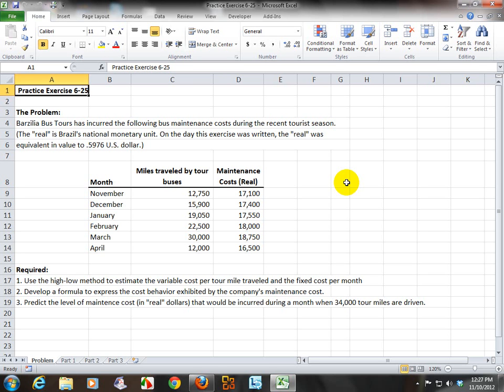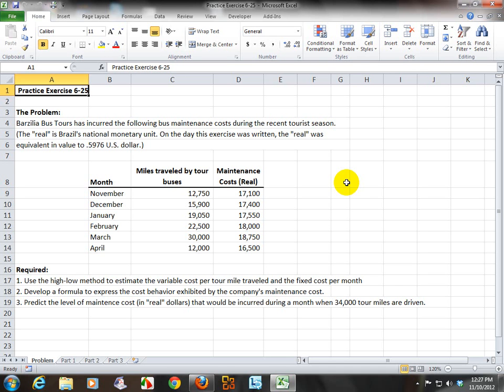In this situation, we have activity from November till April, where we have tracked the miles traveled by the tour buses each month, and we have also accumulated the total maintenance costs related to those buses. And our requirements are, in part one, we're going to use the high-low method to estimate how much of those total costs are variable versus fixed costs.